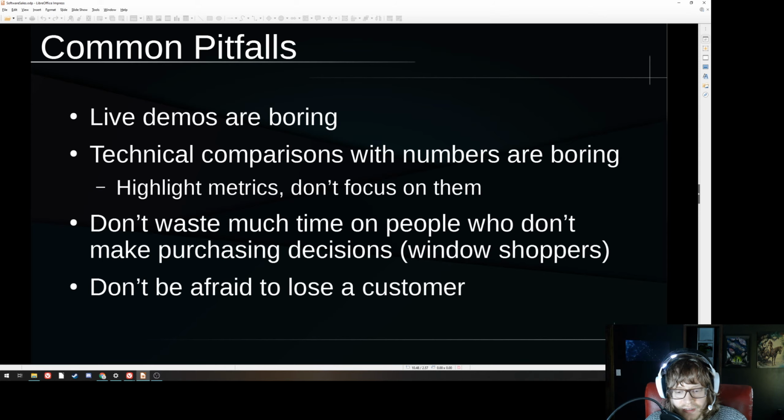A lot of people waste time talking to people who don't make the purchasing decisions. And it's kind of rude and kind of probably it sounds not nice to just dismiss people once you've realized that they are unable to purchase your product. Don't focus on them too much.